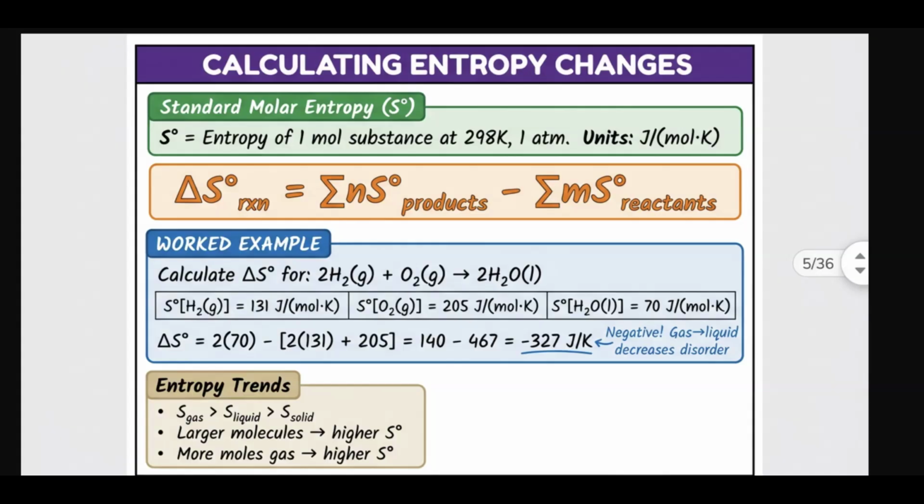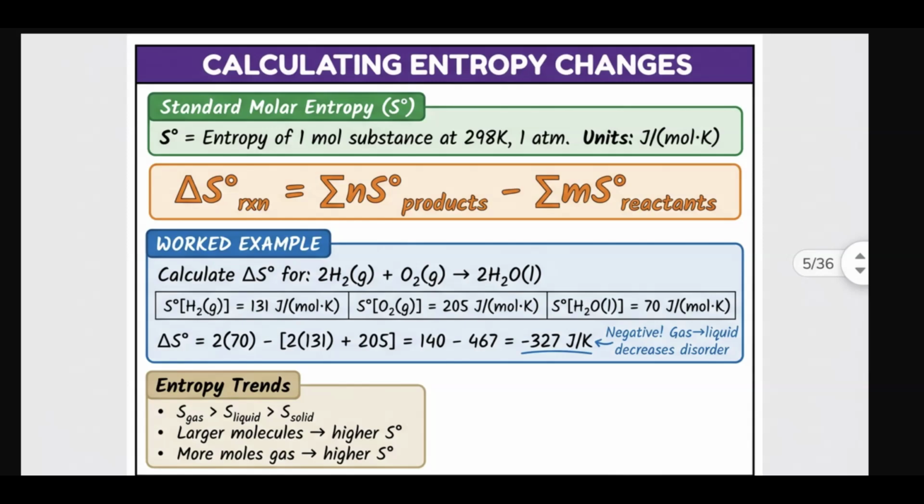Given the data, the S node of H2 is 131 joules per mole Kelvin, that of oxygen is 205, and for liquid water, S node is 70. Calculation, product side, 2 moles. Don't forget the number of moles. Multiplied by 70, minus 2 multiplied by 131 plus 205. So 140 minus 467 equals negative 327 joules per Kelvin.